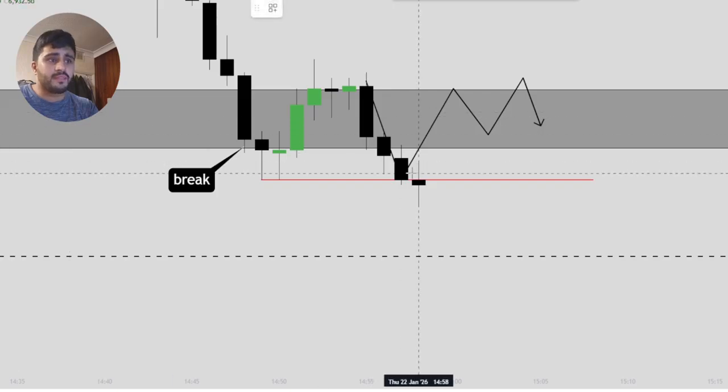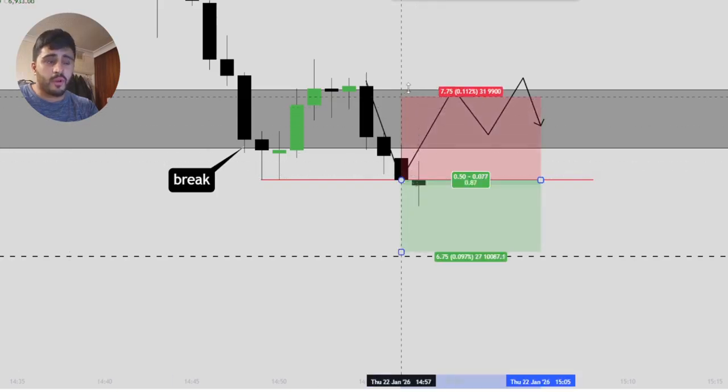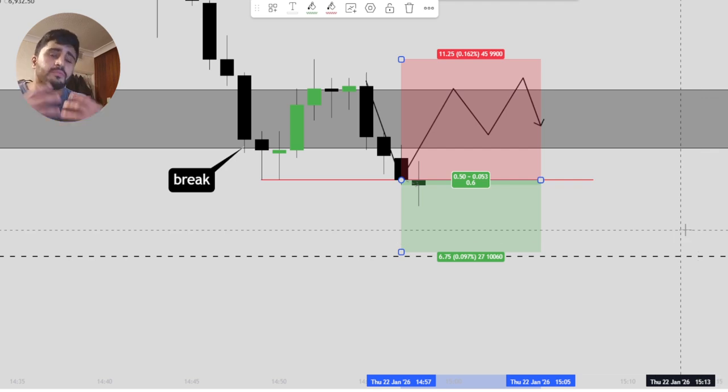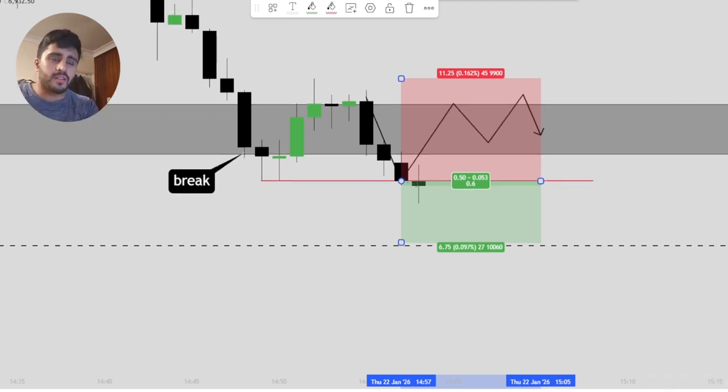Now, for me, this is a valid short, right? And I'm going to break down why. I have my stop above here. And another thing I want to go through is my targets, right? How do I choose my targets in the market?